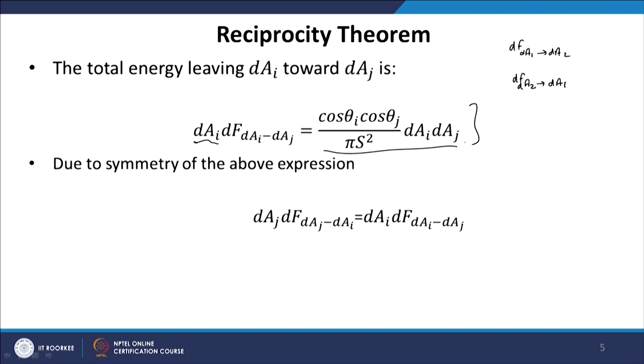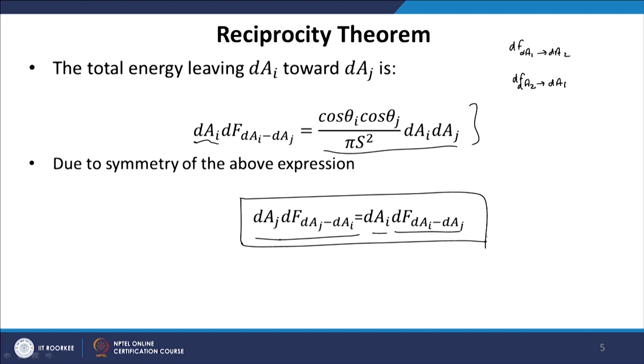So, what we conclude from this expression is that dAj dF dAj to dAI, that is view factor multiplied by area of surface j, is equal to area of surface AI, small element area dAI, times small view factor from surface AI to surface j. That is the reciprocity theorem. So, if you know the view factor from one surface to the other, you can calculate easily the view factor from the other surface to the first surface using this reciprocity theorem. Now, this exercise was done to calculate view factor between two infinitesimal surfaces dAI and dAj.